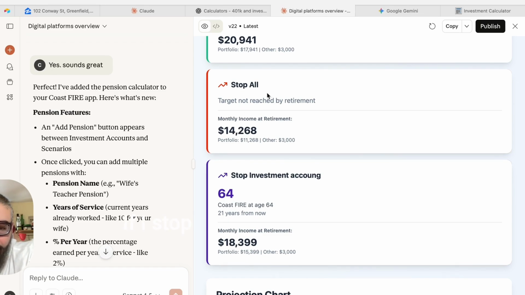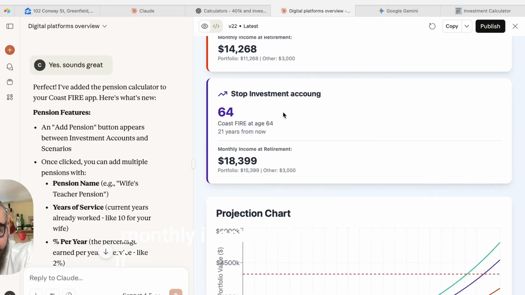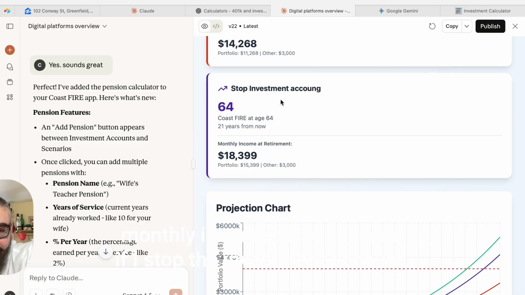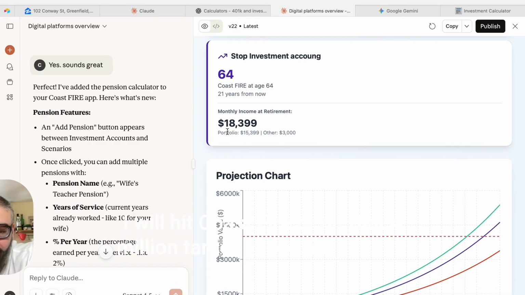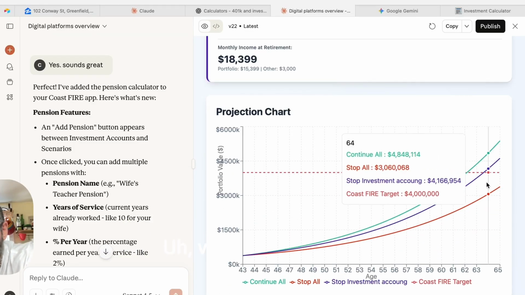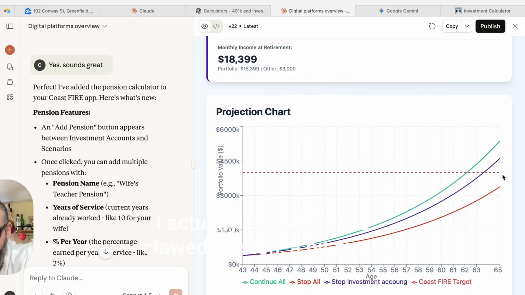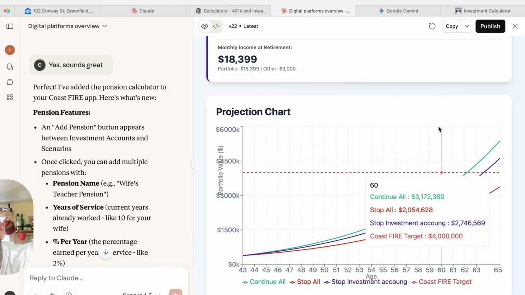If I stop all, I will never actually reach the 4 million, but I'll get to a point where at 65, I'll have a monthly income of 14,268. And if I stop the investment account, I will hit Coast Fire, or hit that 4 million target at age 64, with a monthly income of 18,399. Same thing, very similar chart. I actually really like this Claude version a bit more than the ChatGPT one.